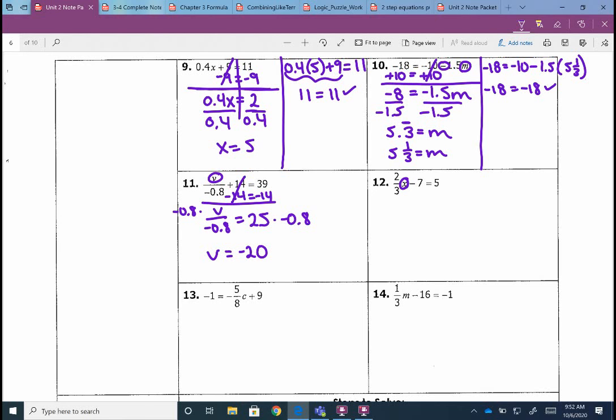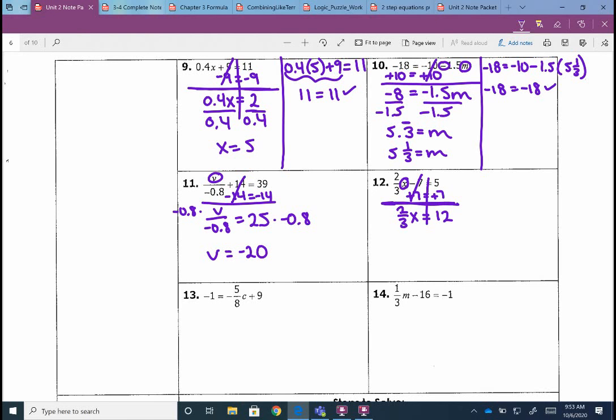So before I even worry about the fraction, I want to add 7 to both sides. Negative 7, positive 7 gives me a 0. On the left side, I have 2/3 x, and then on the right side, I have equals 12. Notice my steps are separated with that horizontal line. My equal signs keep rolling right down the middle.